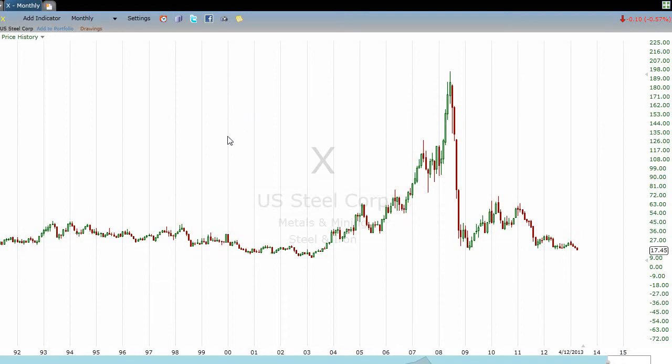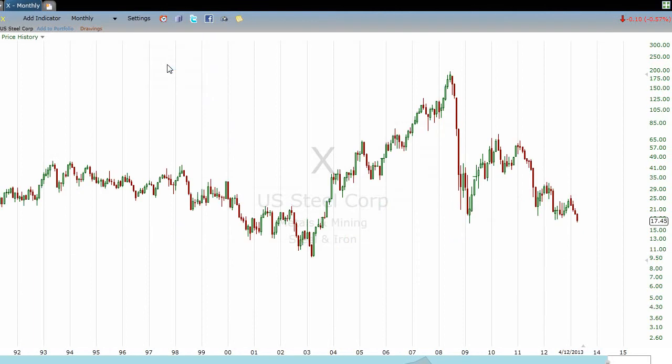So let's change our chart to a logarithmic chart. Now watch what happens to this chart. All of a sudden, we see a better relationship of price movement, because now the same distance on the chart represents the same percent gain. So now let's take a look at this chart.